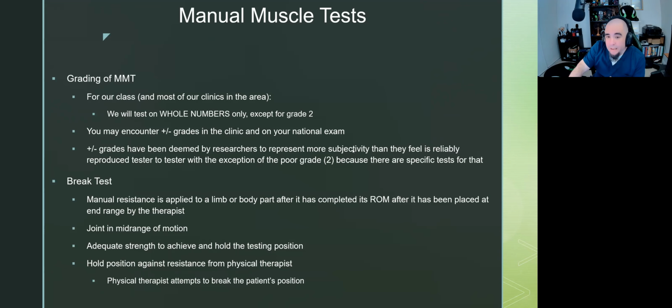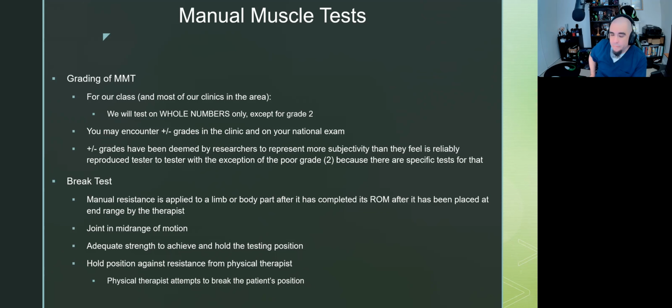So for our class, in most of the clinics in our area, so I based our class on what the clinics in our area do, we will test on whole numbers only, except for grade 2. Now, some clinics may talk about the pluses and minuses, but most clinics don't because pluses and minuses require a lot of subjectivity, right? Plus and minus grades have been determined by researchers to be less reliably reproduced from tester to tester, with the exception of a poor grade, 2, because there are specific tests for that.